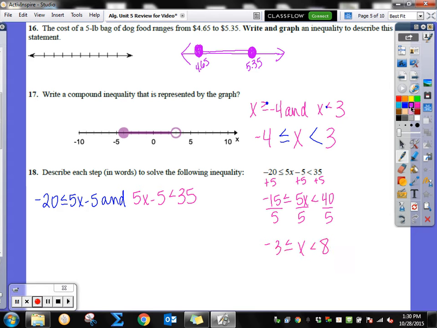Just like before, how we wrote it compoundly without the word and, we can also undo that as well if we need to. So we could say that negative 3 is less than or equal to x, and x is less than 8. Now, I don't like the fact that my variable is on the right-hand side over here, so I would rewrite that. It's pointing towards the negative 3, and x is less than 8. So either answer is acceptable.